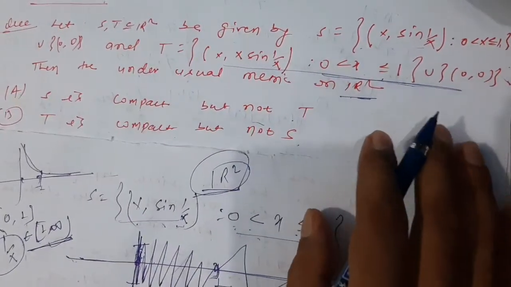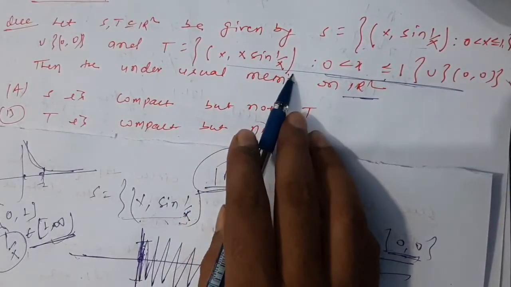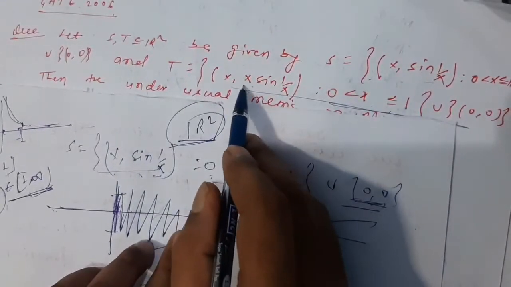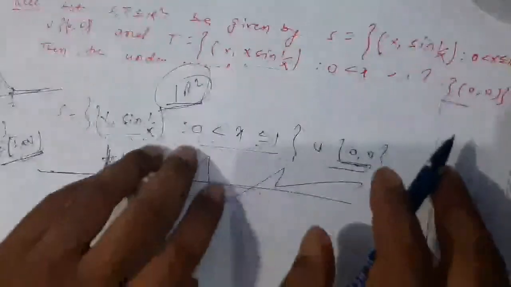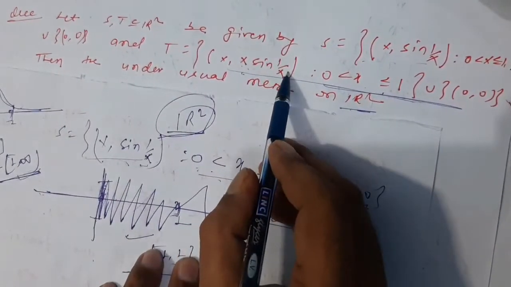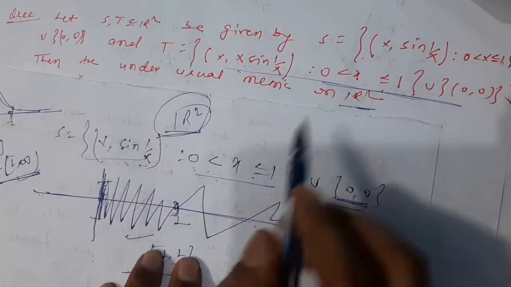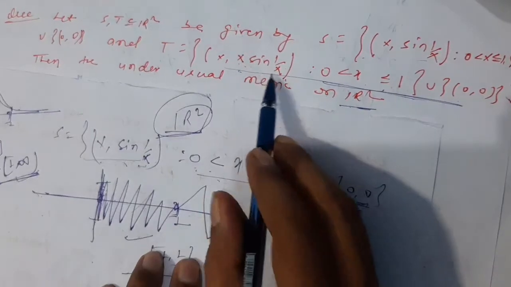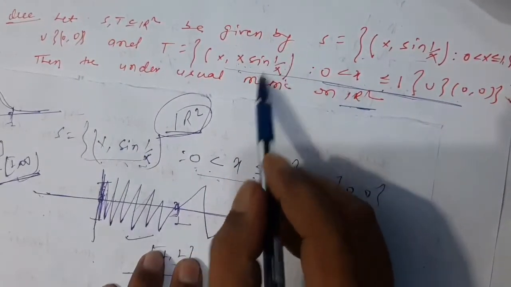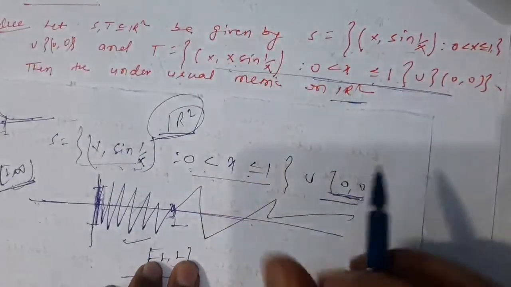Now come to the set T. Here set T is (x, x sin 1/x). Multiplying x into sin 1/x, what happens? The only limit point is (0, 0), and it is also bounded in this interval because x is bounded and sin 1/x lies between -1 and 1. So the set is bounded and closed also.